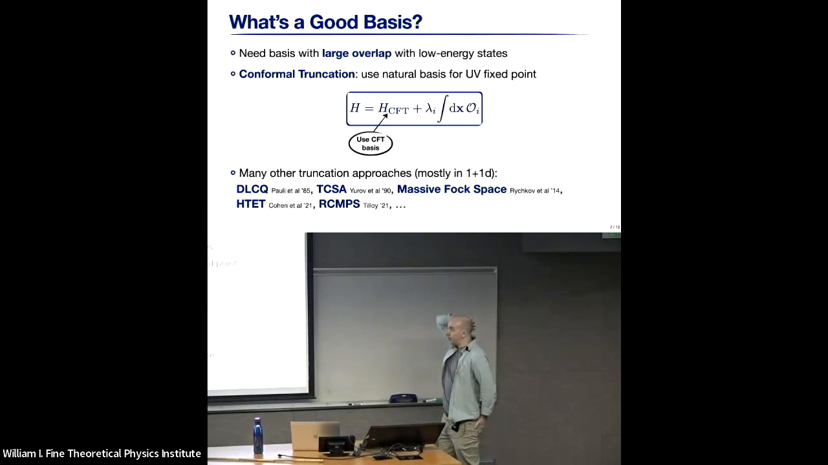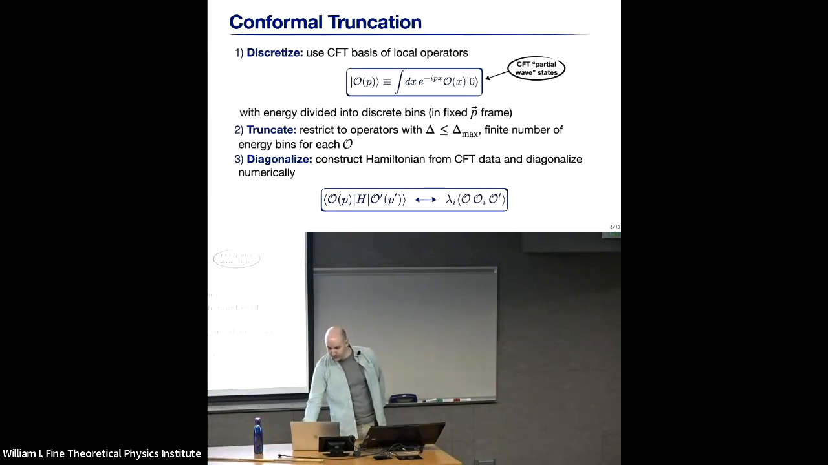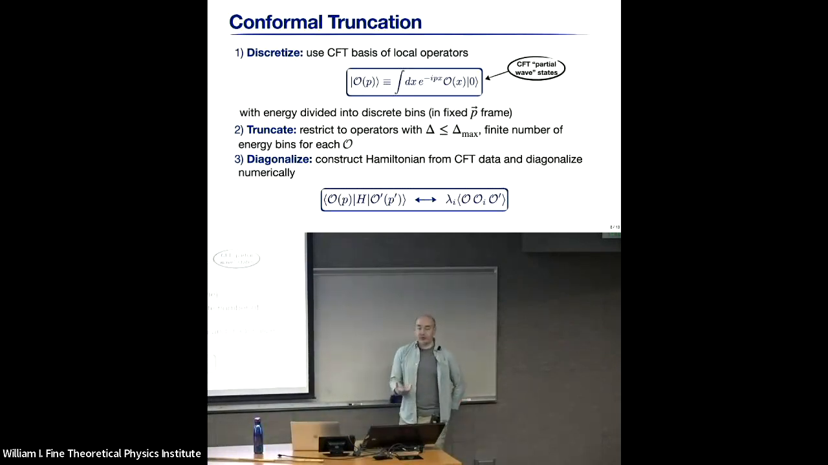The one I'm going to present today takes the CFT picture, or this fixed point picture, maximally seriously and says, okay, great. I'm going to think of my QFT as some conformal field theory plus some deformation, some set of relevant operators. And so I'm just going to use the natural basis from this UV fixed point. So that's going to be the basis that I use. Going through the checklist of general truncation methods, first we have to discretize. And so we're going to use the CFT basis of local operators. That's the natural object in a conformal field theory.